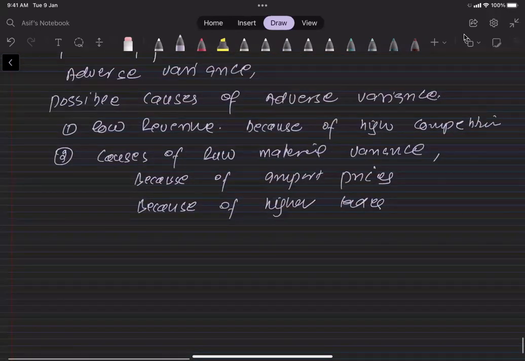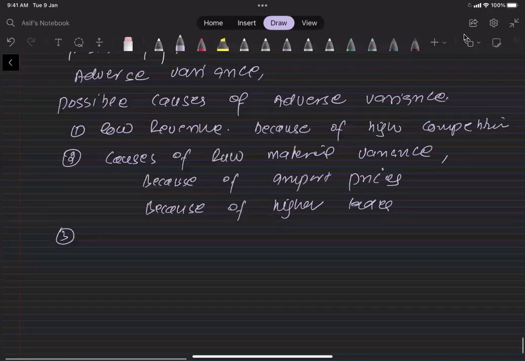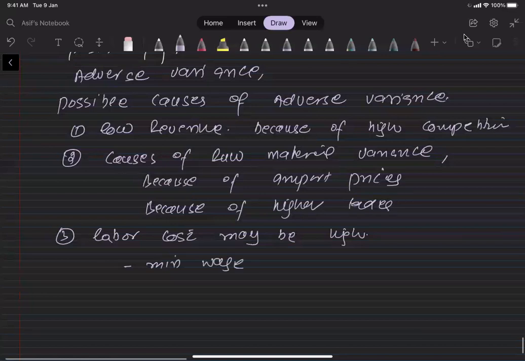If labor cost is above the calculated budgeted level, it might be because the government has forced you to pay more wages in the form of a minimum wage law or something like that. Or there might be another reason. For example, you thought that labor will take 5 days to complete a task and labor took 7 days, so you will have to pay the salary of the 7 days. Labor cost may be high because of minimum wage law, or because labor is taking more days to produce goods as you planned.